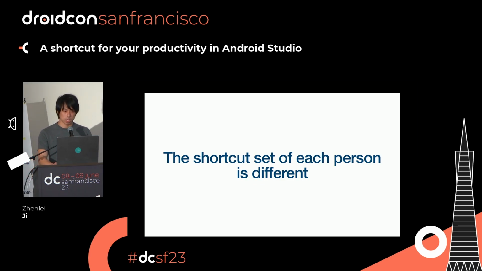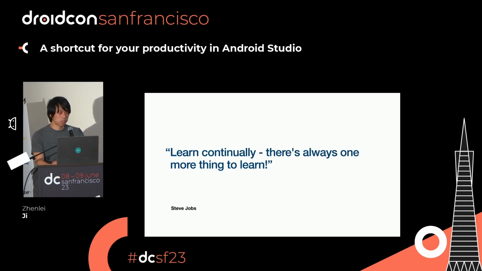And then I want to finish the presentation with this quote from Steve Jobs: learn continually. There's always one more thing to learn. Not only Android Studio, try to learn shortcuts from other software. That's going to help you understand why they were created. So every time, the shortcuts are exchangeable.